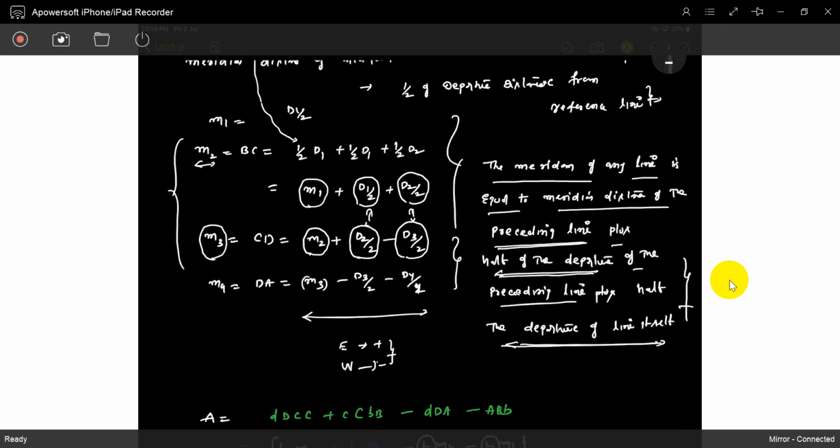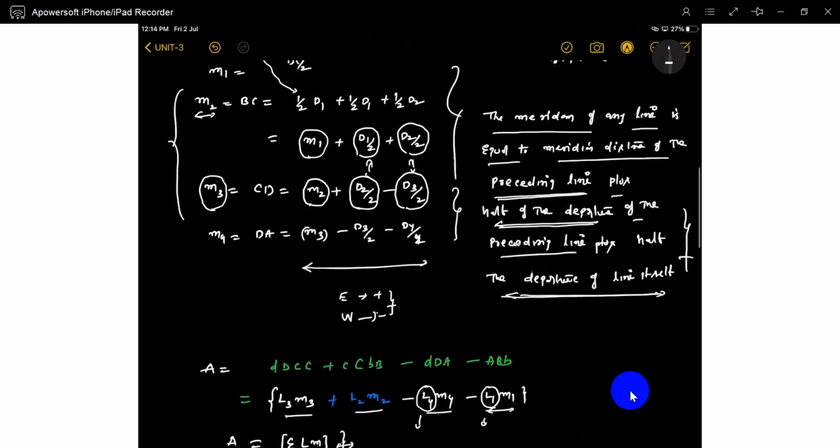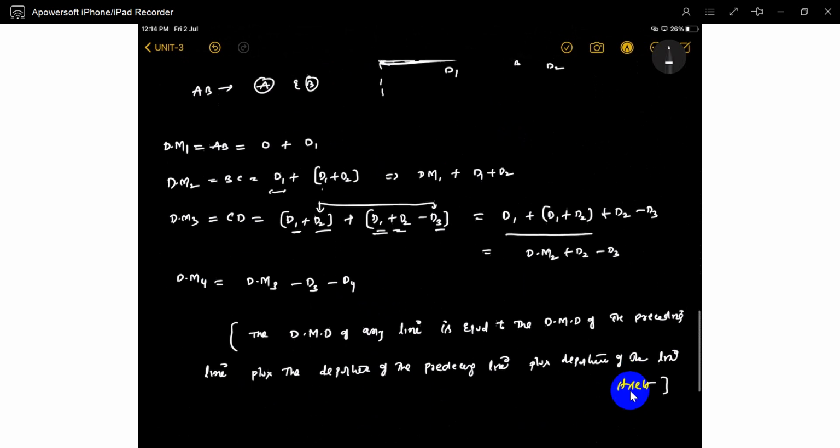Sir, how can we do problems with this? So, I will show very simple problems. No need to fear. Very simple. If you know the latitudes and longitudes of the lines, calculating the area is very simple. I will explain. I will show one problem. Okay. So see, same thing.